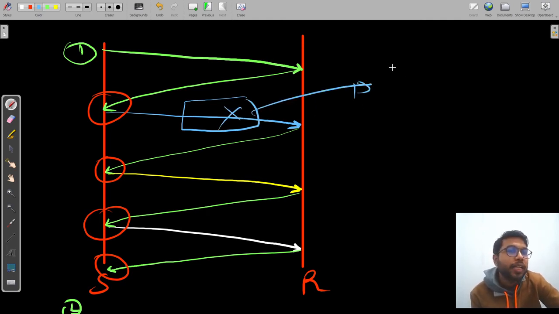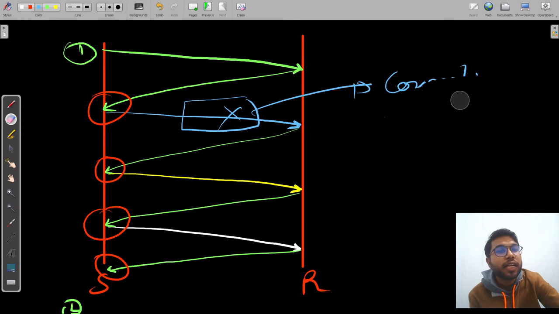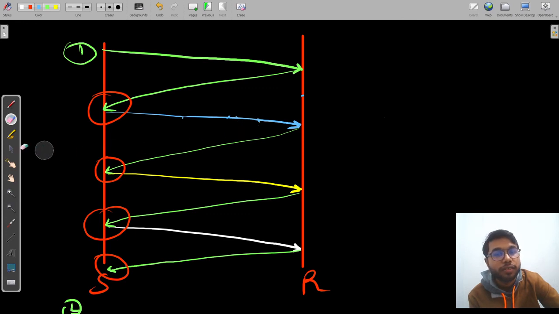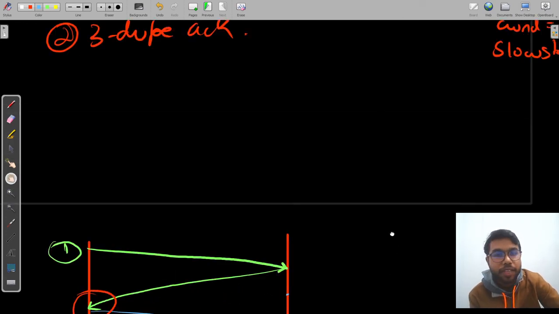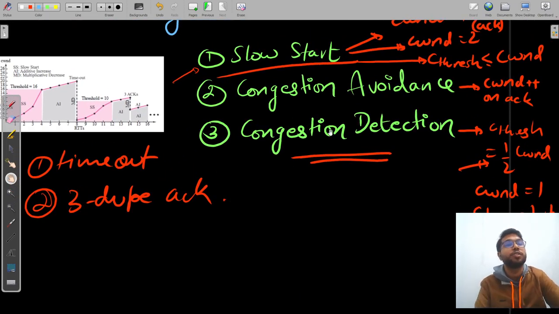Again, we are saying that since something is lost, this is an indication of congestion. One plausible reason why this would get lost is congestion. So then again, we move on to our congestion detection phase, because if you have received 3 duplicate acknowledgements, it means that you have lost something, and the possible cause of that is congestion. So hopefully that made it fairly clear why we say that timeout and 3 duplicate acknowledgements are the congestion detection conditions.